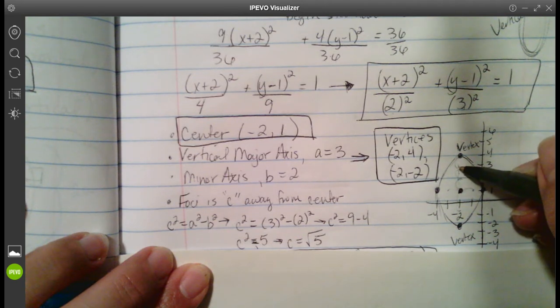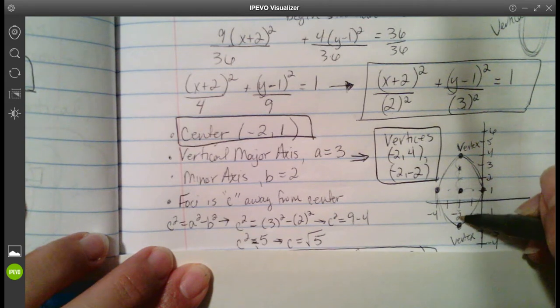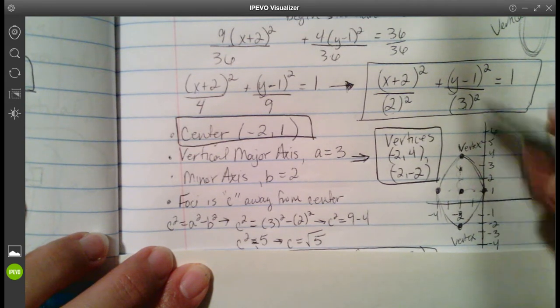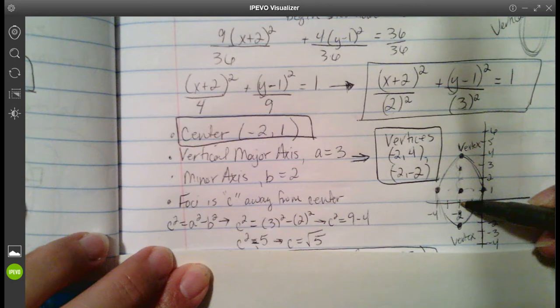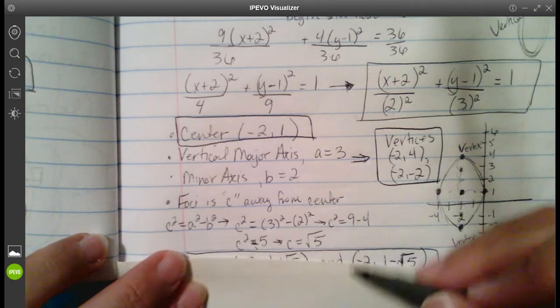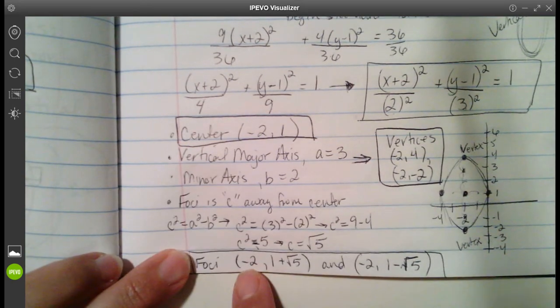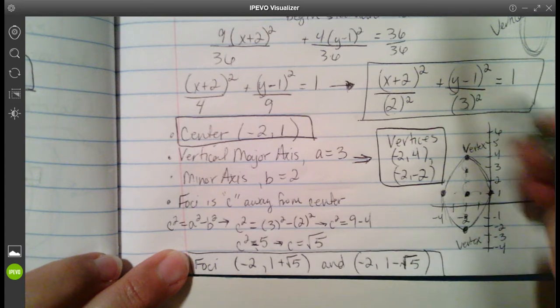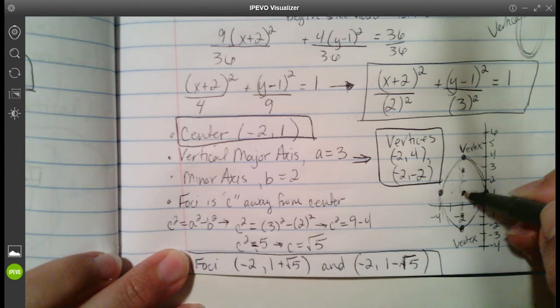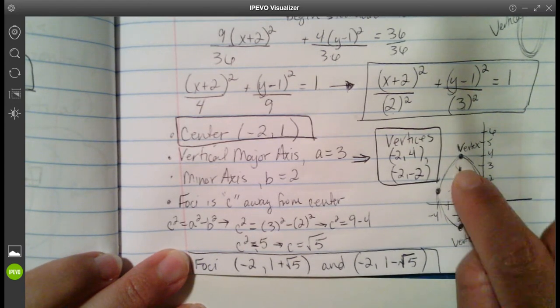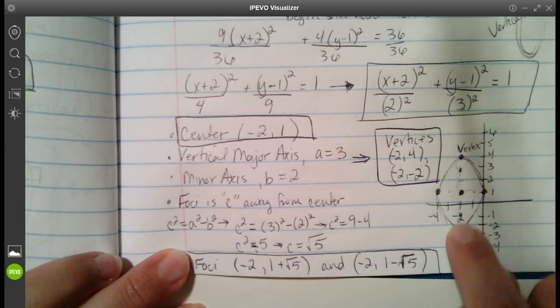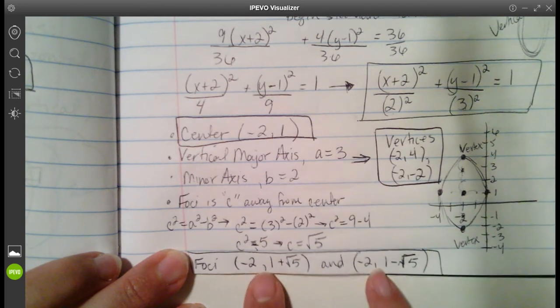So 1, 2, maybe right here somewhere. And this one is 1, 2, right here somewhere. I don't really know what it is exactly, but I do know that the x value is -2, which is what I have right here, -2, -2. And the y value is going to be whatever the y is here, plus square root of 5, and then y minus square root of 5. So that's what I have here.